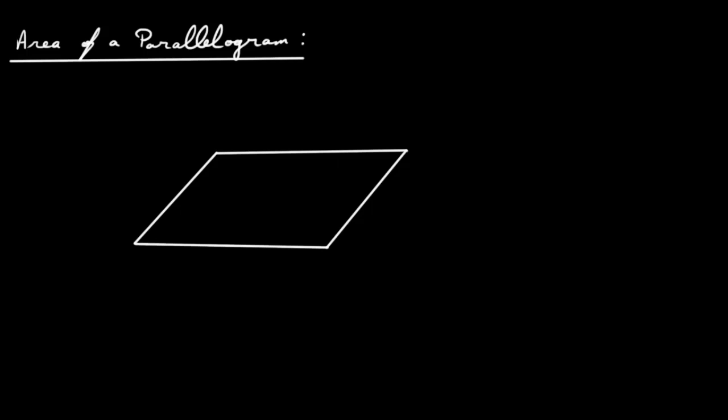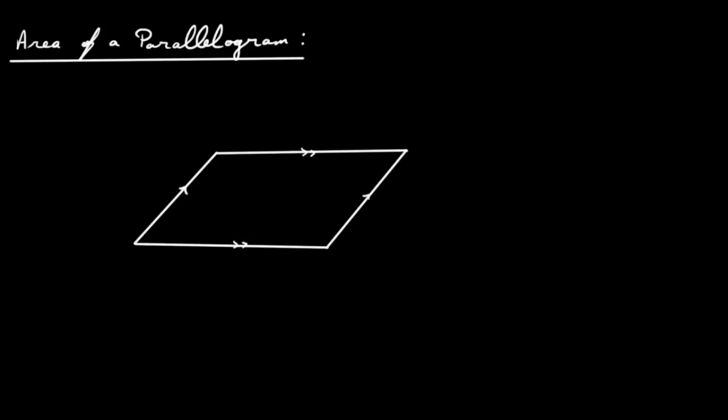Okay, so in this video I'm just going to have a quick look at the area of a parallelogram. So we have a parallelogram here, and as you know, a parallelogram has parallel opposite sides. So this side would be parallel to this side here. This side here would be parallel to this side, and opposite sides are equal in length as well. Okay, so how do we work out the area of this parallelogram here?